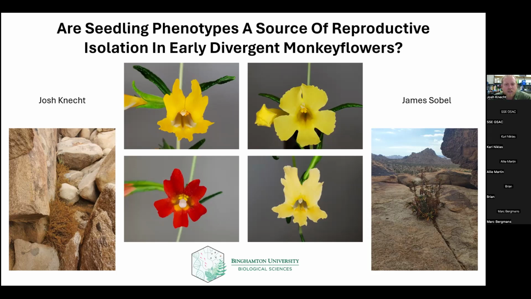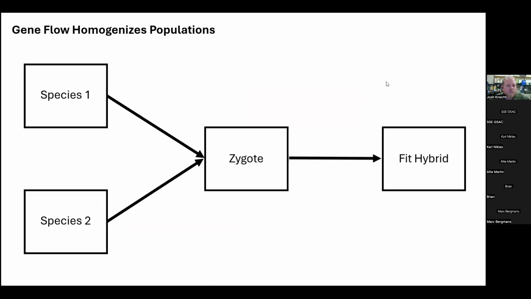So using the biological species concept, we think that the process of speciation is the process of restricting gene flow, which would try to homogenize populations. So just really quickly, in order to have gene flow between two divergent populations or species, they have to mate in the first place, produce a zygote that then grows into a fit hybrid. So anything that hinders this process will lead to reproductive isolation between the two groups. And we characterize them in relation to this zygote.